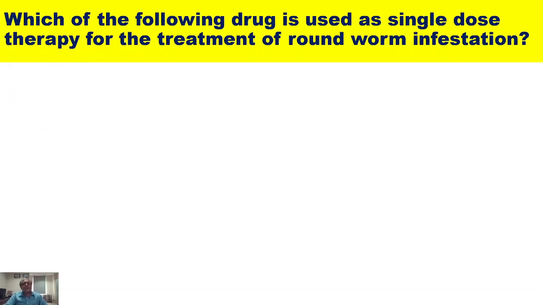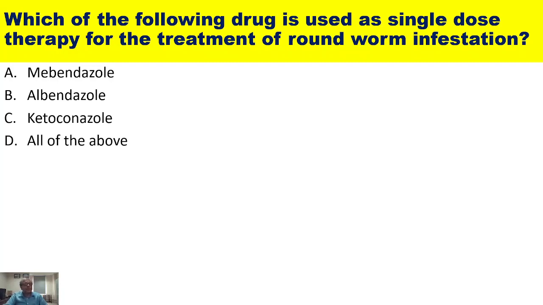Which of the following drugs is used as a single dose therapy for treatment of roundworm infestation? For roundworm infestations we have various agents: mebendazole, albendazole, pyrantel pamoate, piperazine, but the first line agents are mebendazole, albendazole and pyrantel pamoate. But whenever we are talking about single dose therapy, the answer will be albendazole 400 mg single dose. Obviously ketoconazole is not an anti-helminthic drug. Mebendazole is effective, but the dose is 100 mg twice a day for 3 days. So the correct option is albendazole.